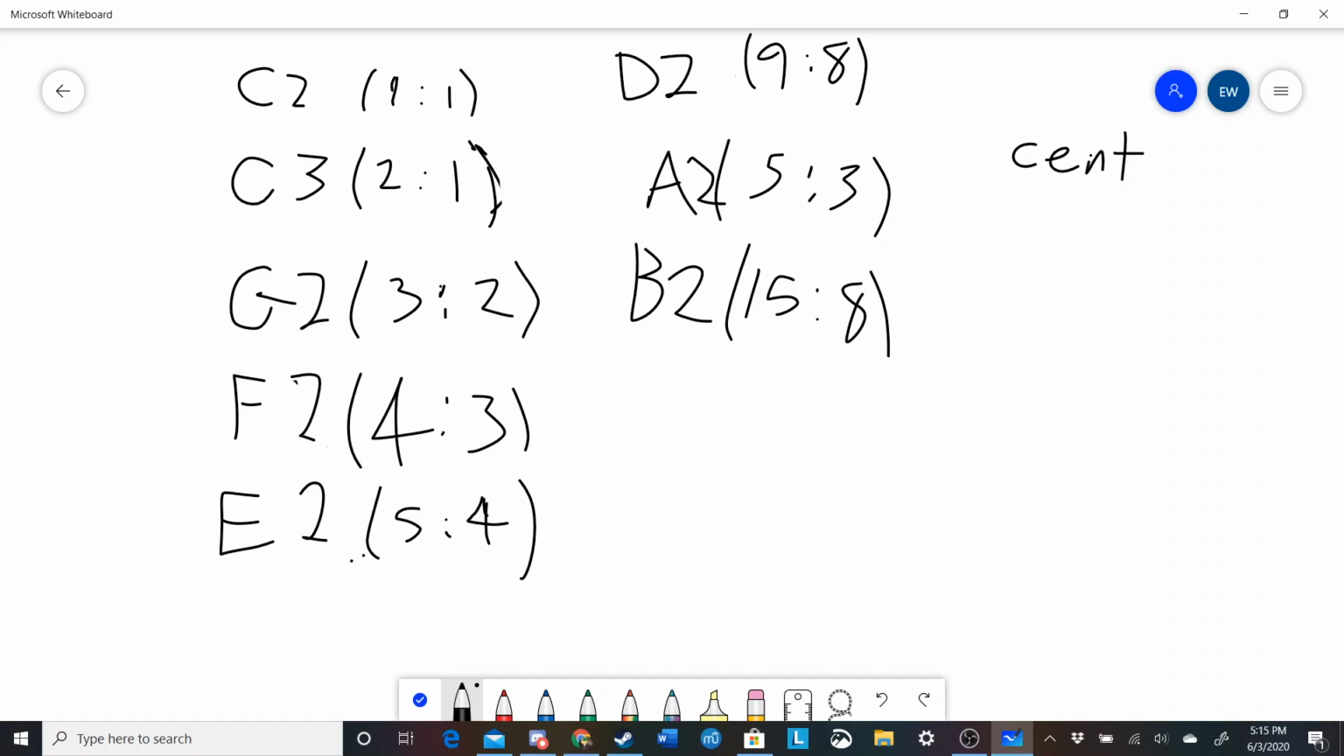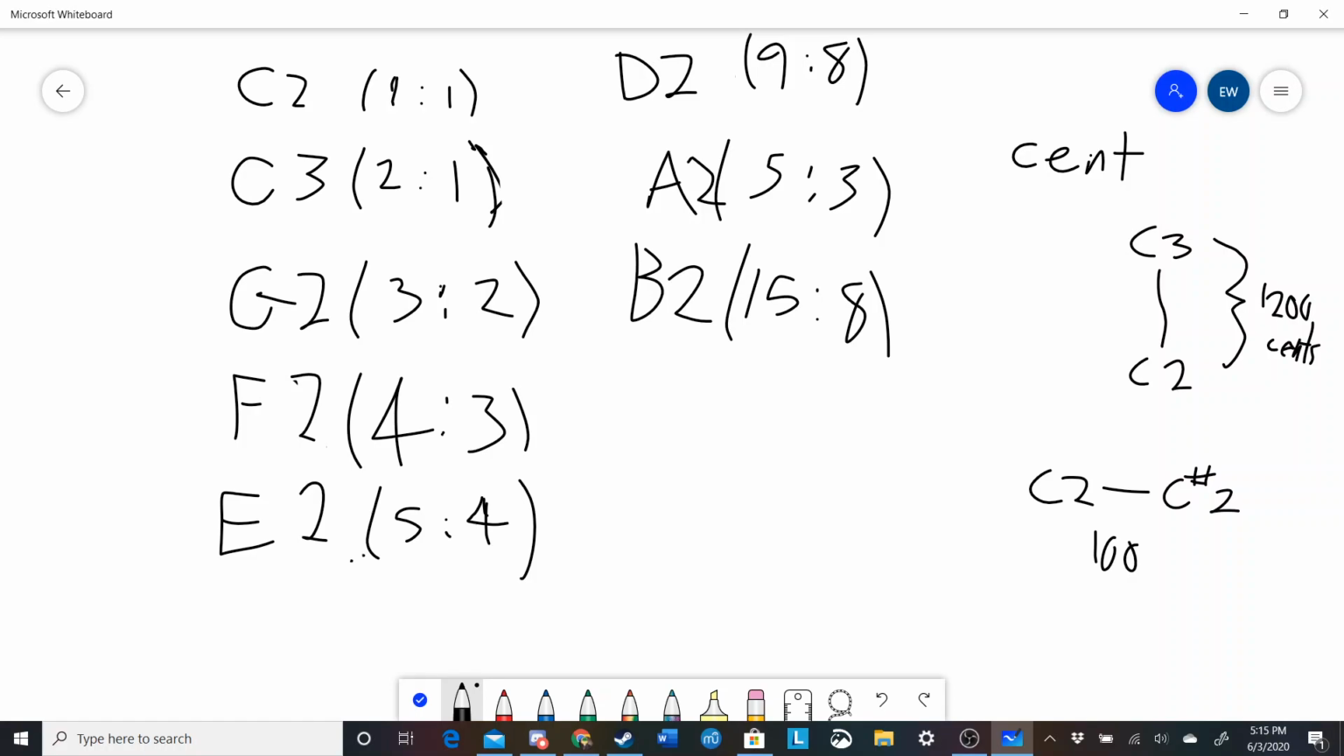Imagine we have the interval between C3 and C2, so we have all the possible frequencies between those. We define the interval of an octave to be 1200 cents. In other words, one half step, so maybe between C2 and C sharp 2 in equal temperament, would be 100 cents. So whenever I talk about cents, that's what it means. 1 cent is a 100th of a semitone. So that's going to be important a lot.